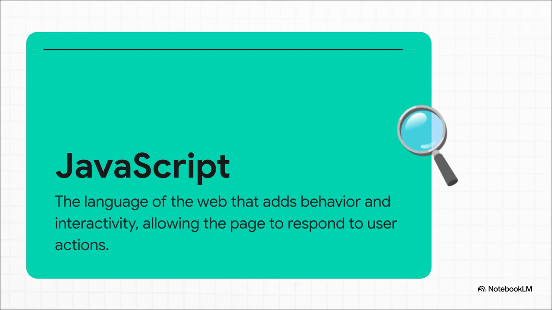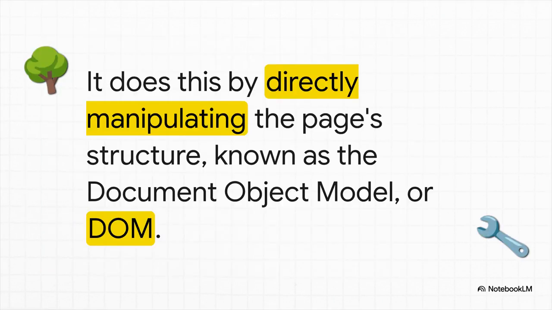JavaScript is what lets the page actually respond to you. When you click a button, fill out a form, or just scroll, that's JavaScript at work. So how does it pull this off? Well, JavaScript has this incredible power to directly change the page's structure while you're looking at it. This live structure is called the Document Object Model, or the DOM for short. By tweaking the DOM, JavaScript can add, remove, or change any piece of HTML or CSS on the fly. It's what makes the page feel dynamic.